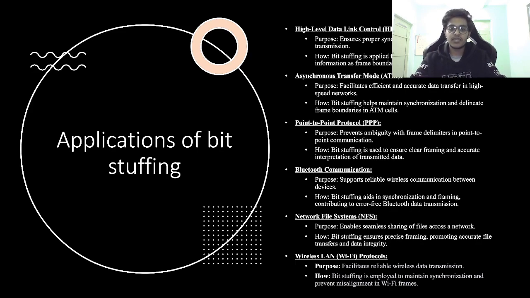Next one is Bluetooth communication. Purpose: supports reliable wireless communication between devices. How? Bit stuffing aids in synchronization and framing, contributing to error-free Bluetooth data transmission. Next, we have the NFS, that is the network file system. Purpose: enables seamless sharing of files across a network. How? Bit stuffing ensures precise framing, promoting accurate file transfer and data integrity.